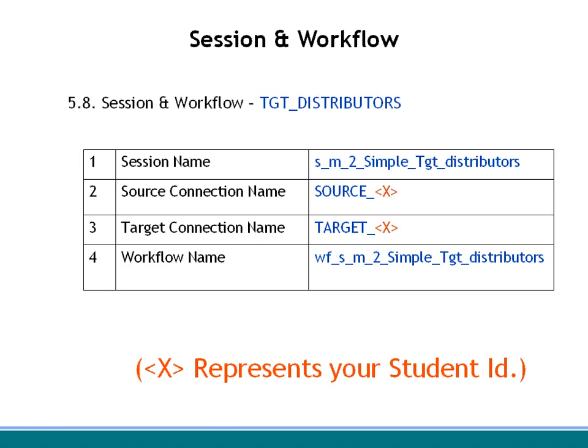Go to the sessions, properties: you write the session name, same source connection, target connection, and the workflow name. You may ask me why the names are big, like simple and all. I want it because when you look at the names itself, you can remember that it is the simple mapping we have done. So when you recall it, it will be easy for you. For that purpose only we have created this simple; otherwise it would have been just TGT distributors.